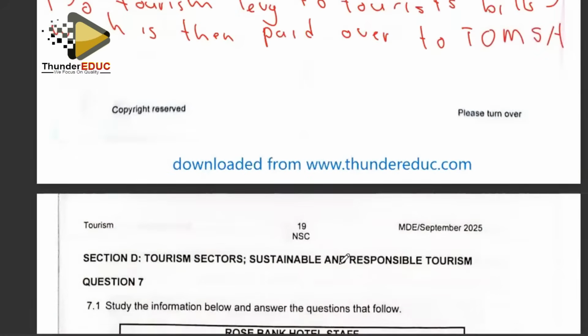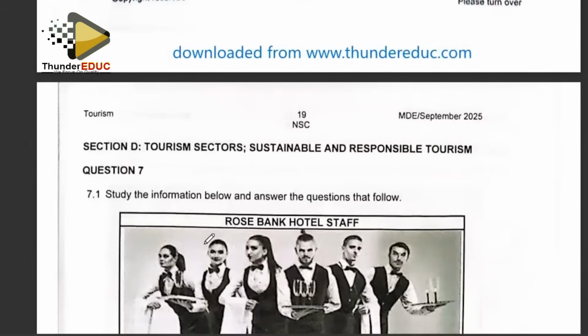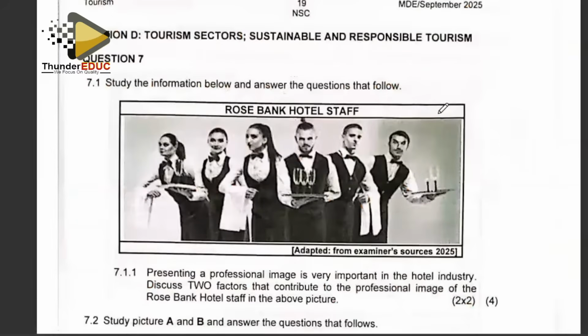Now, moving straight to Section D. Section D, tourism sectors and sustainable and responsible tourism. Study the information below and answer the questions that follow. So we have Rosebank hotel staff. Presenting a professional image is very important in the tourism industry. Discuss two factors that contribute to the professional image of the Rosebank hotel staff in the picture above.